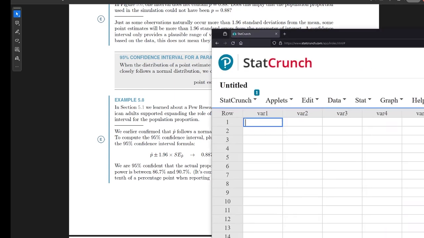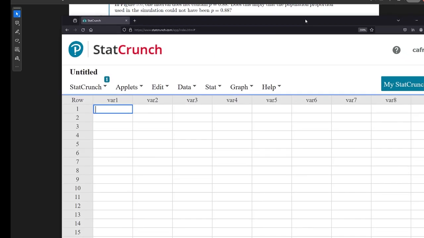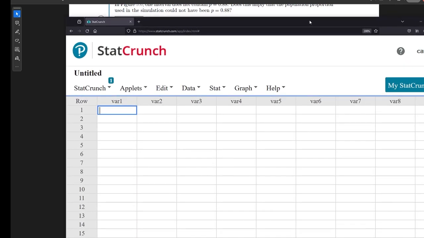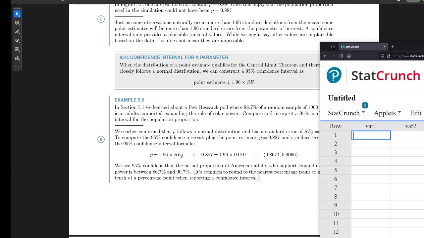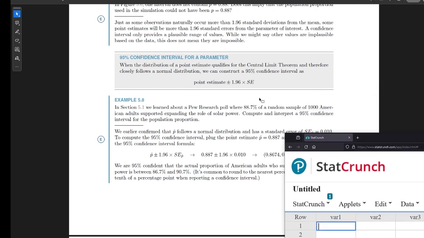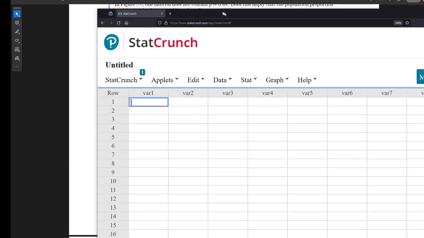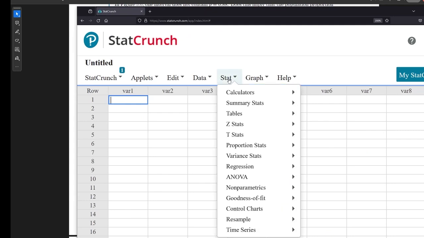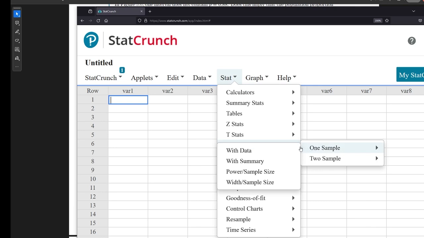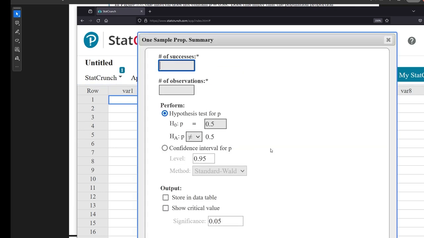So let's see what this would look like in StatCrunch. You have to always ask yourself, am I calculating a proportion or a mean? Well, this section's on proportions, but also since we're talking about a percentage of people, then we know we're talking about a proportion. So you go to Stat, you go down to Proportion Stats, One Sample, and we want to do With Summary because we don't have the raw data.